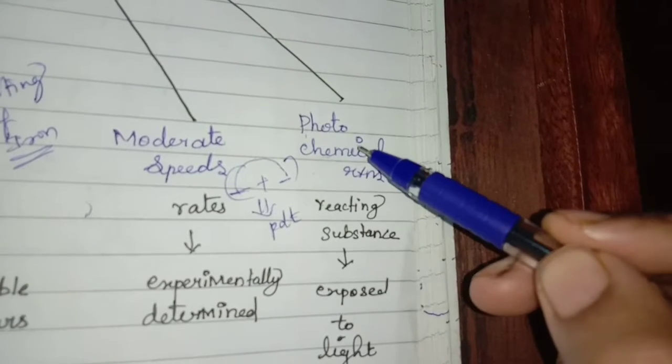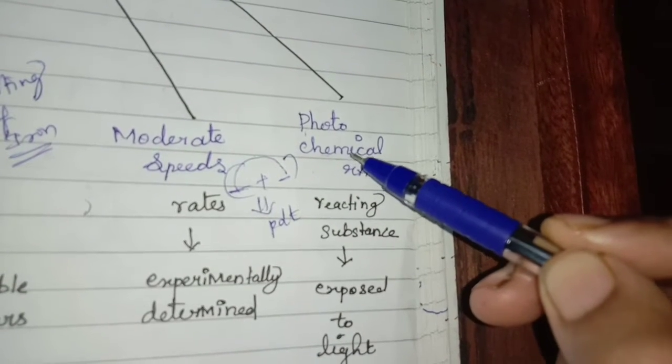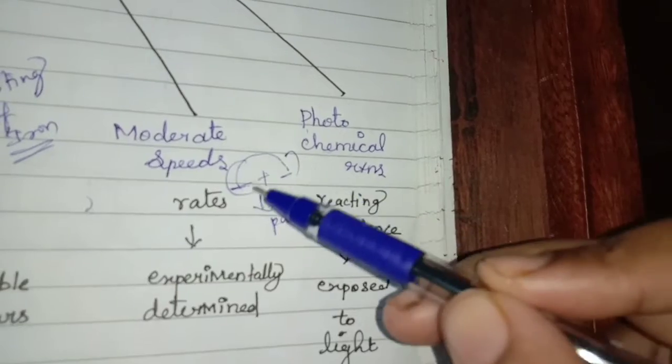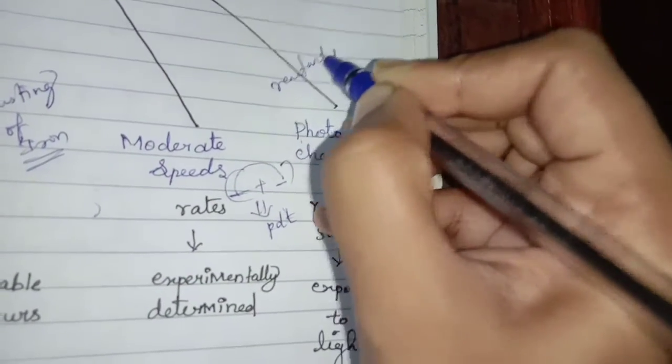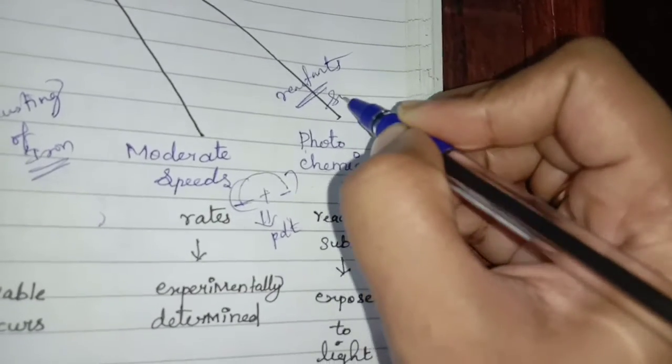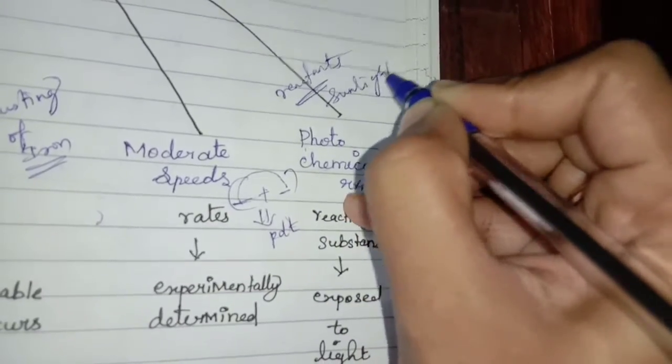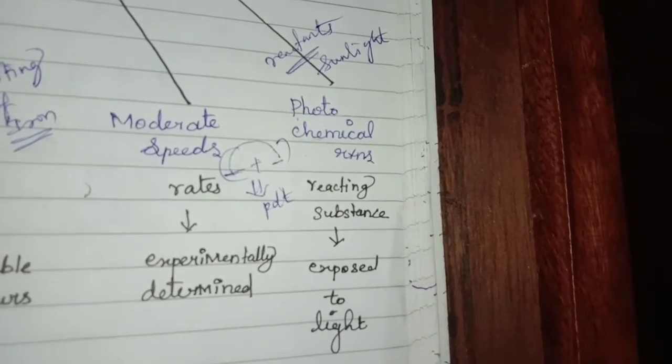In this reaction, the reactants should be mixed. Afterwards, they have to be shown in sunlight. In the presence of sunlight only, this reaction will take place. So this is known as photochemical reaction.